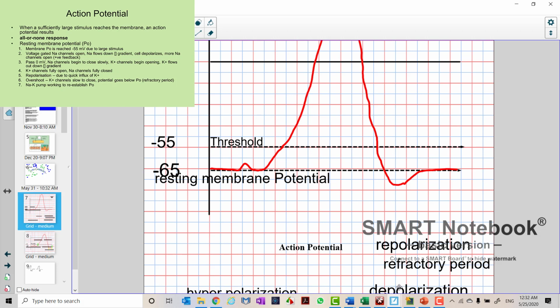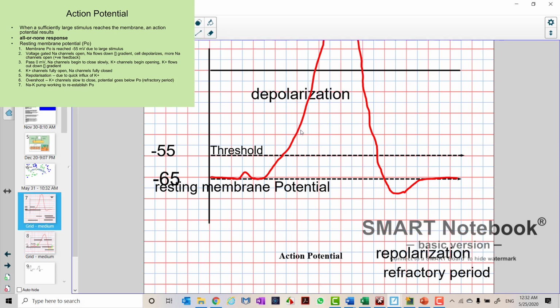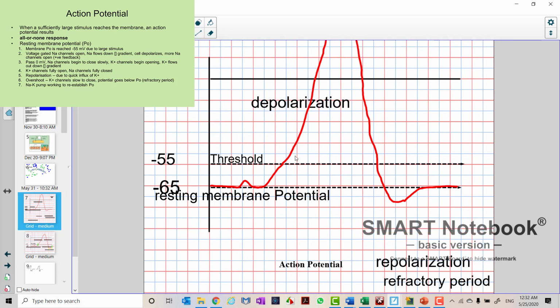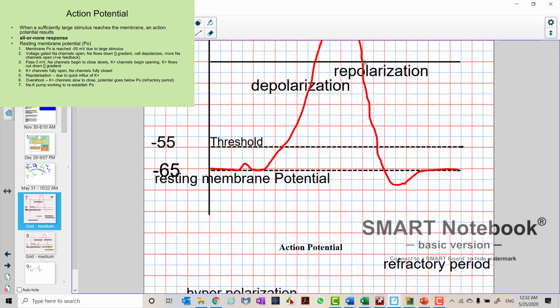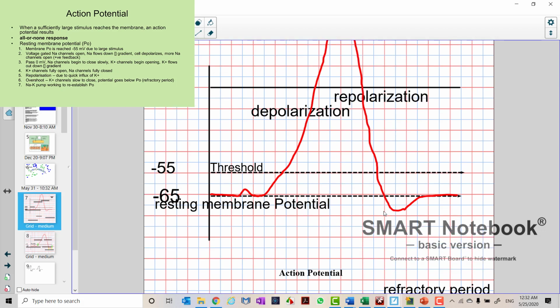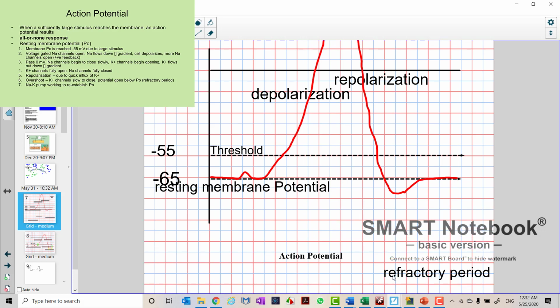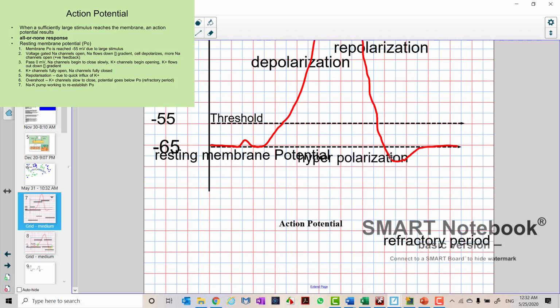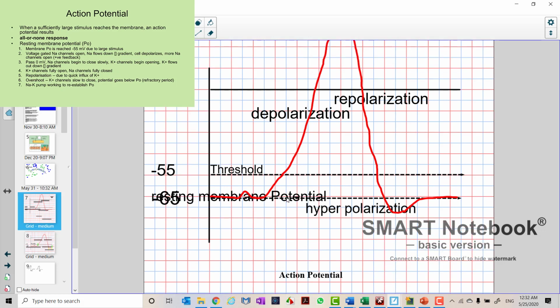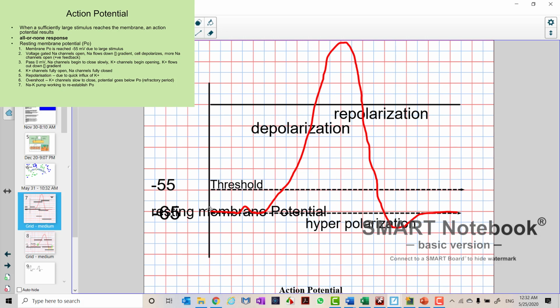So at a depolarization event, that was this, where the cell went from negative 65 to positive 30. Then at repolarization, where it went from positive 30 back down to resting membrane below it. Had hyperpolarization, where it's below resting membrane potential. And those are all y-axis, right? Y-axis. The x-axis is time.